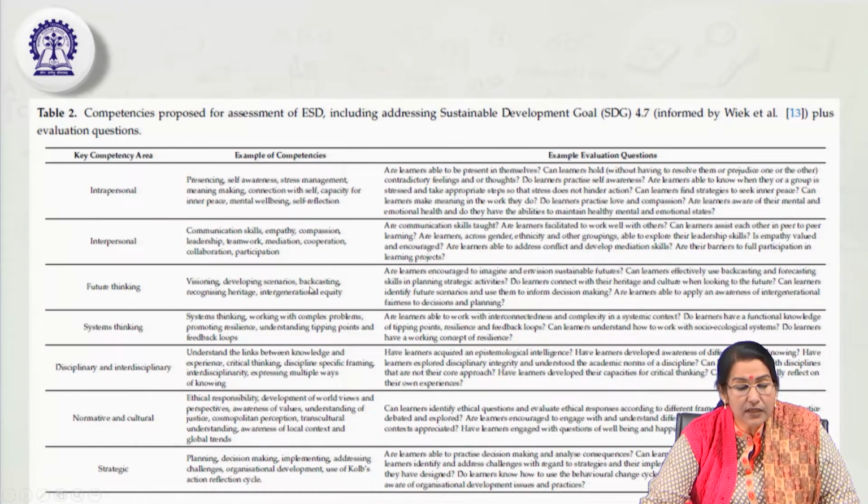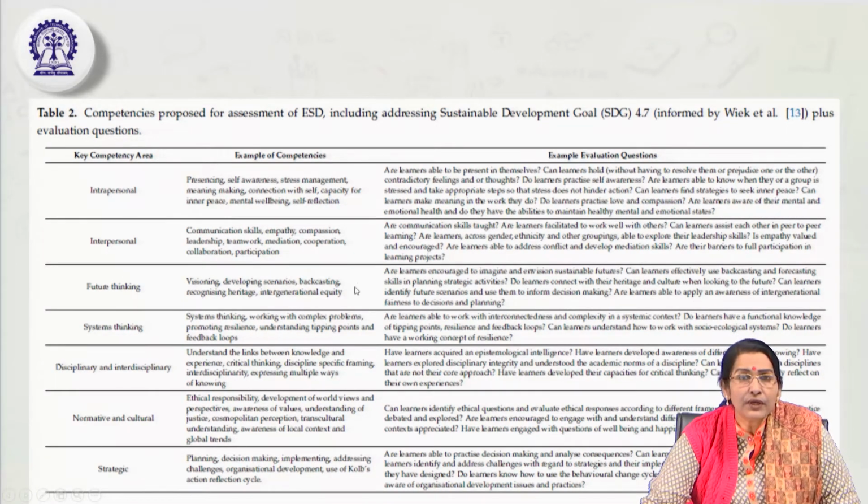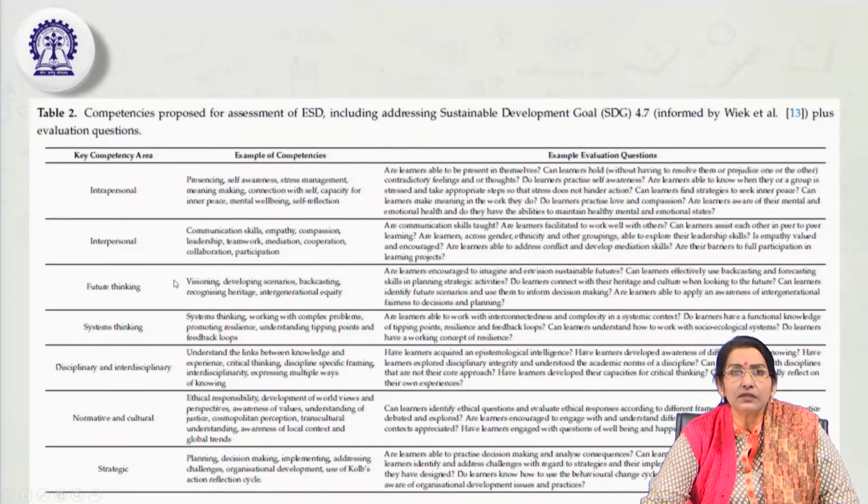So, developing scenarios, backcasting, recognizing the heritage, intergenerational equity. So, not only the generational gap, but intergenerational equity. That means we can always focus on the positive aspects of resources, even if at the outset it appears to be very challenging, very risky, very complex, etc. But by looking within the system and the context, we can explore the resources.